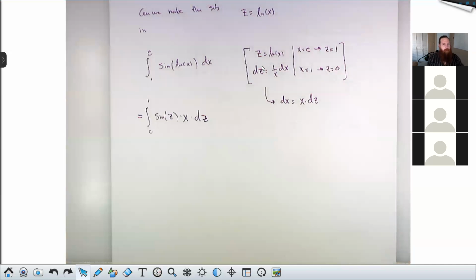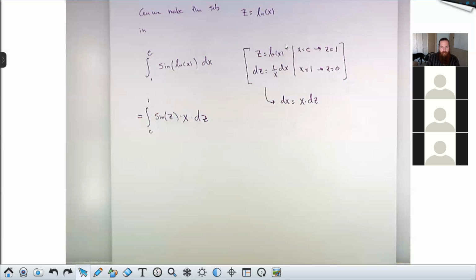The problem, of course, is that I've got this mixture of variables. The sine z, this piece looks okay. The dz looks okay, but I've got to do something with this x. I still have an x floating around. It's the same sort of problem that we had when we tried the other substitution on the last integral. All the x's didn't go away.